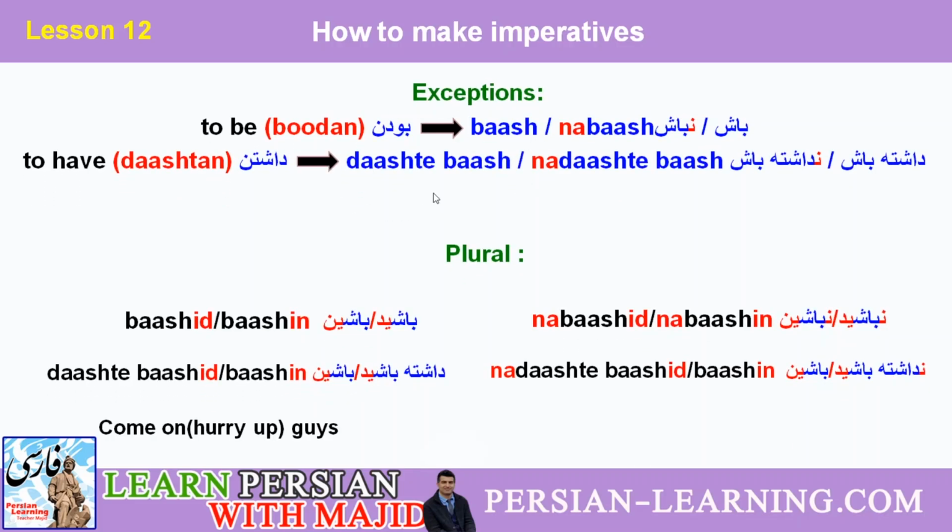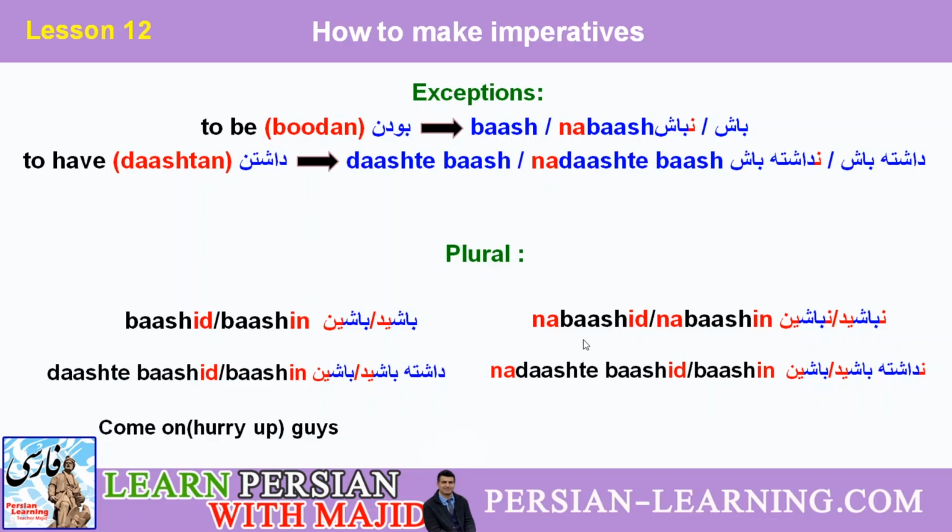So in the last lesson, we saw that the verbs to be and to have were exceptions. We saw their imperative forms: باش, نباش, داشته باش, نداشته باش. And for the plural form, what we do is very easy, as I said. You have to use just this suffix at the end. So we say باشید or باشین. As I said, both of them are correct and in use.